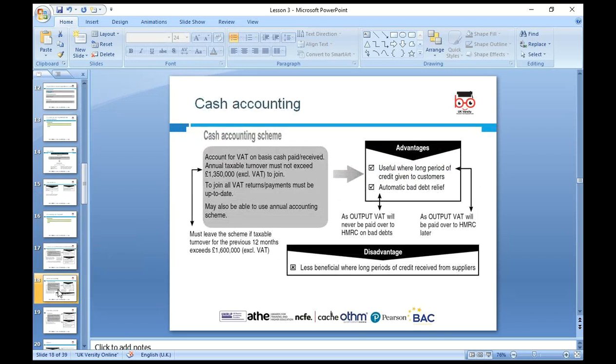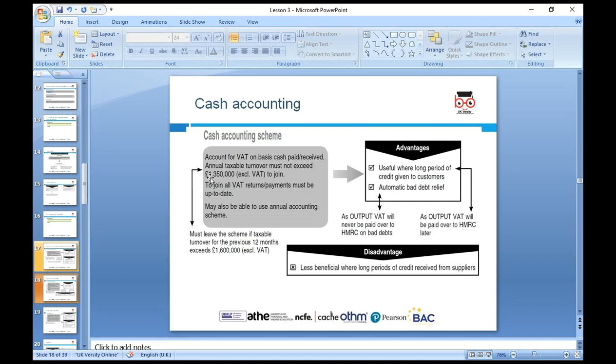Next, the second scheme is cash accounting. Again, we have the same limit, 1.35 million. Cash accounting means you only count the VAT if you actually receive the money, then you pay it to HMRC. Otherwise, you don't need to pay HMRC. So we don't deal with credit facilities. If the customer pays you, you pay HMRC. If the customer doesn't pay you, you don't pay them, which is a good thing.